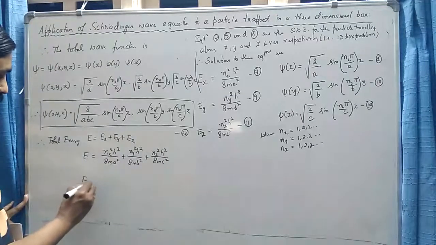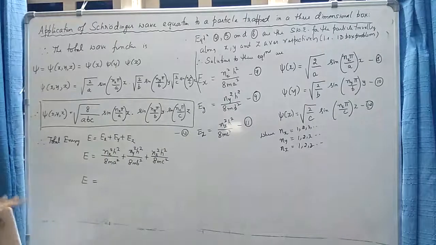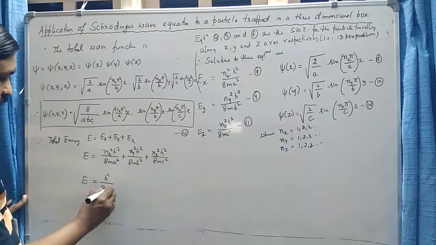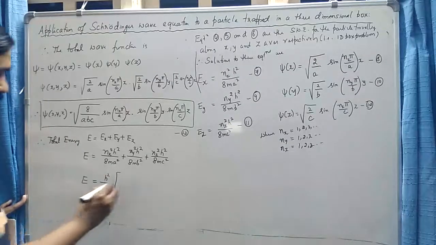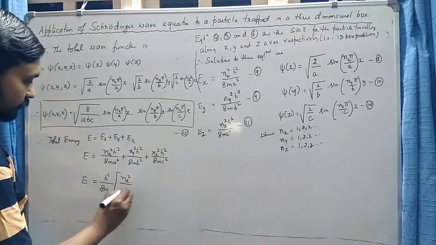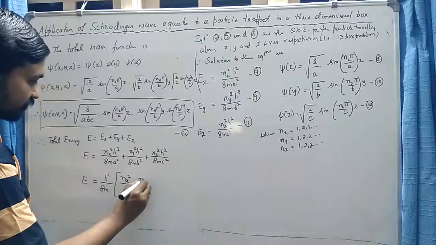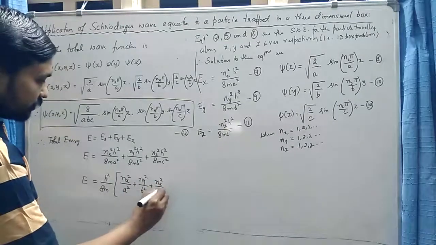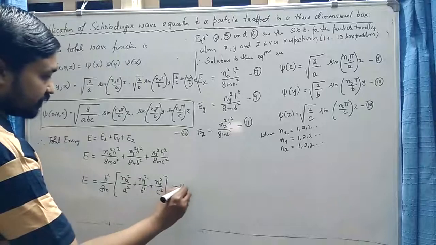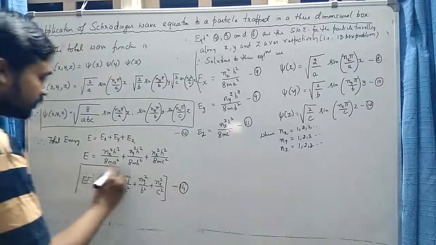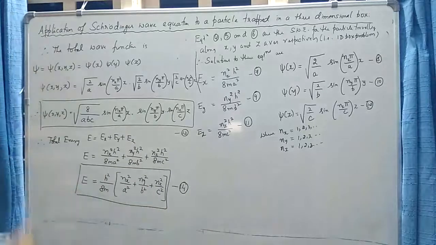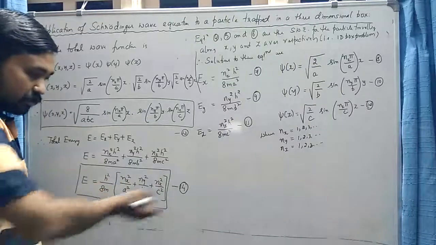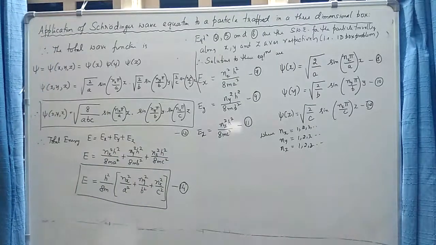which is E is equal to, let us remove the common terms, h square divided by 8m is the common factor. Inside the bracket you have nx square divided by a square plus ny square divided by b square plus nz square divided by c square. This is the total energy of the particle trapped in the three-dimensional box, which depends on the mass of the particle, the three quantum numbers, and also the length of the box along the three directions.